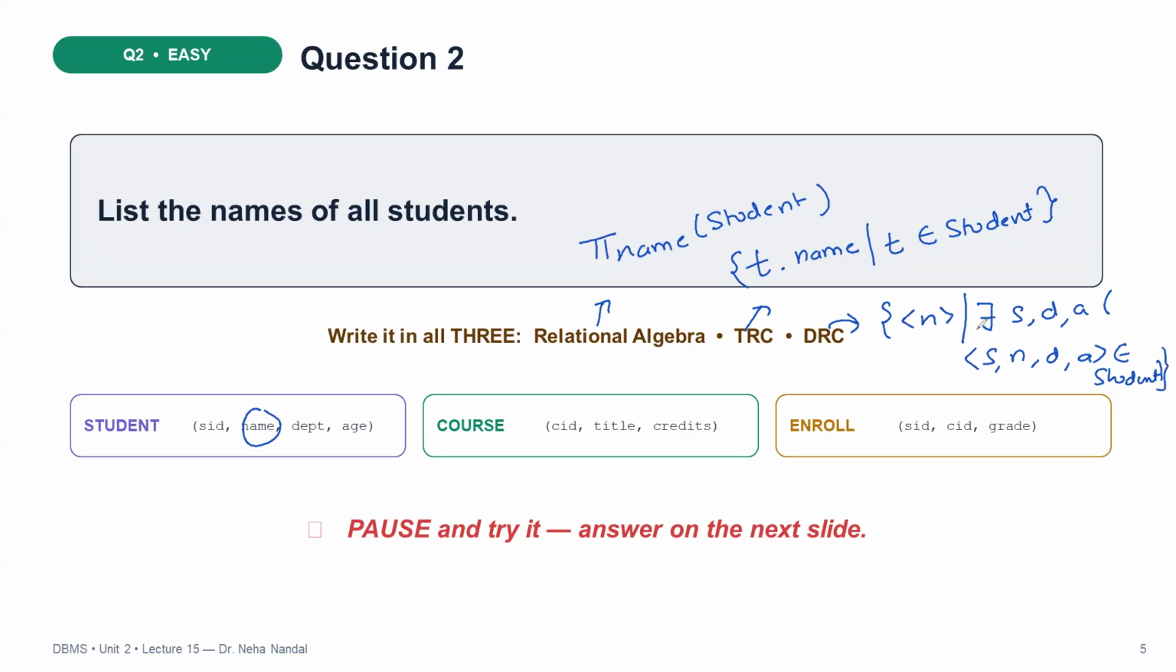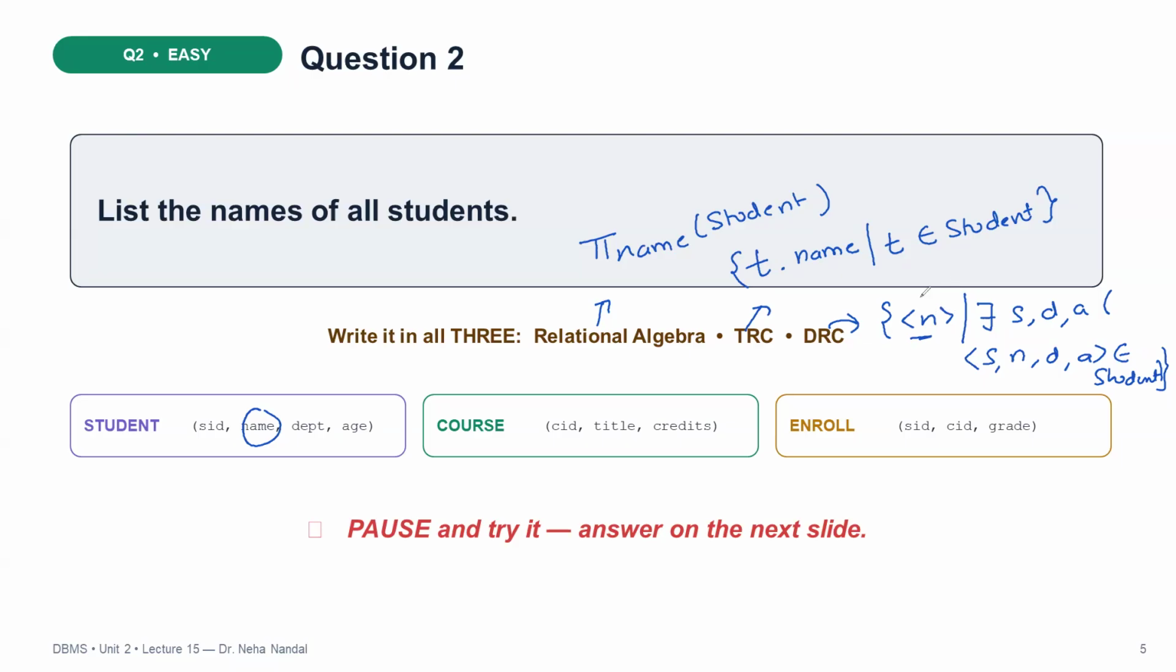So it is necessary to mention the other columns also. Out of all the columns, you are just displaying N. So we only output the name N, but the row has 4 fields. So the other three, S, D, and A, must be bound by there exists. So you have to mention that. Using there exists for the columns you don't output is the DRC habit to internalize. That is the way DRC works.